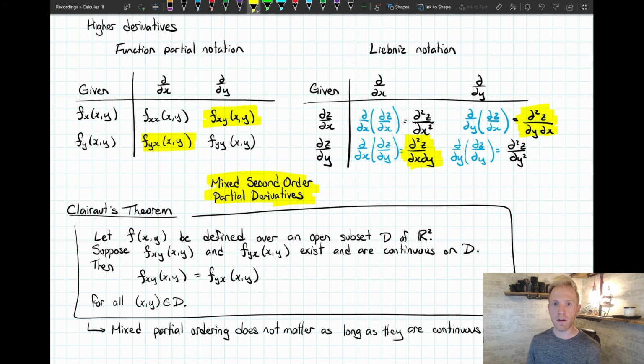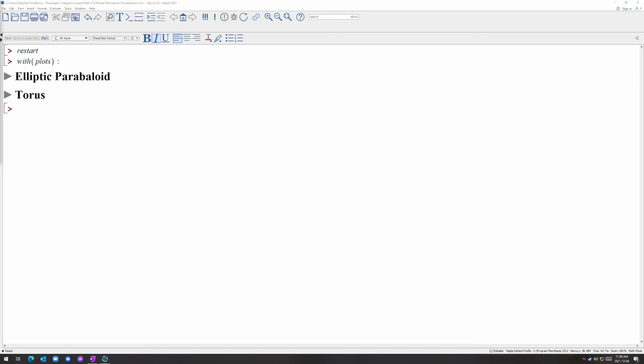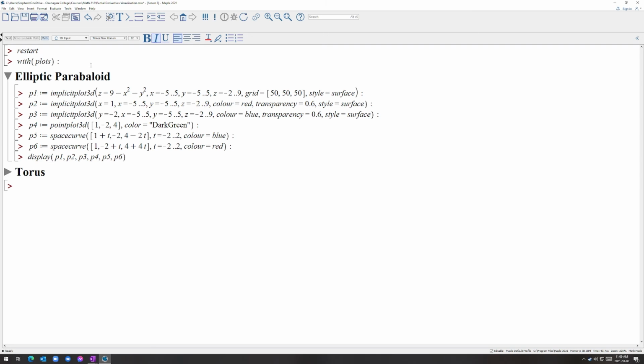For the time being though, I want to end off by showing you a little visualization about what a partial derivative might look like, at least on a function of two variables. We can visualize that as a surface this way. Now, I'm going to make sure I can do some 3D plotting here, so I'll have with plots. And I may have gone a little overboard with all of the things I'm going to try plotting on here.